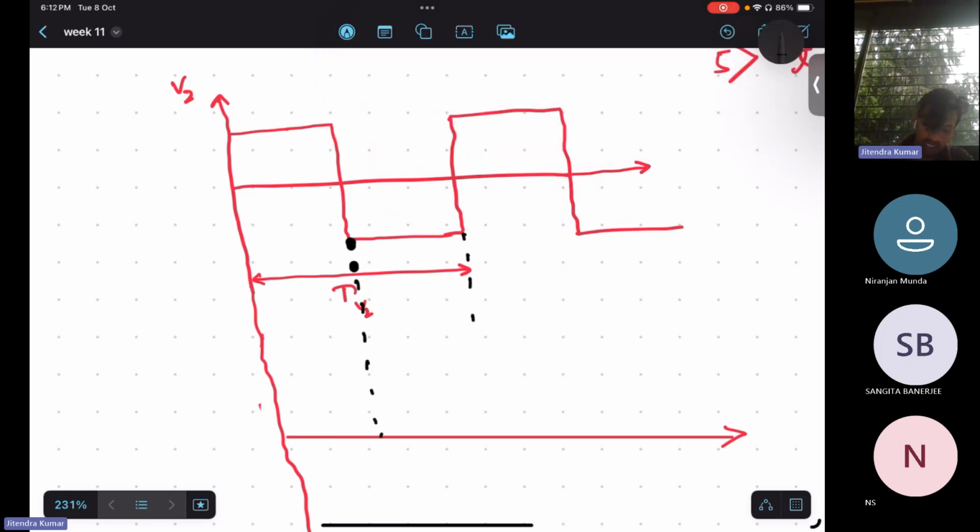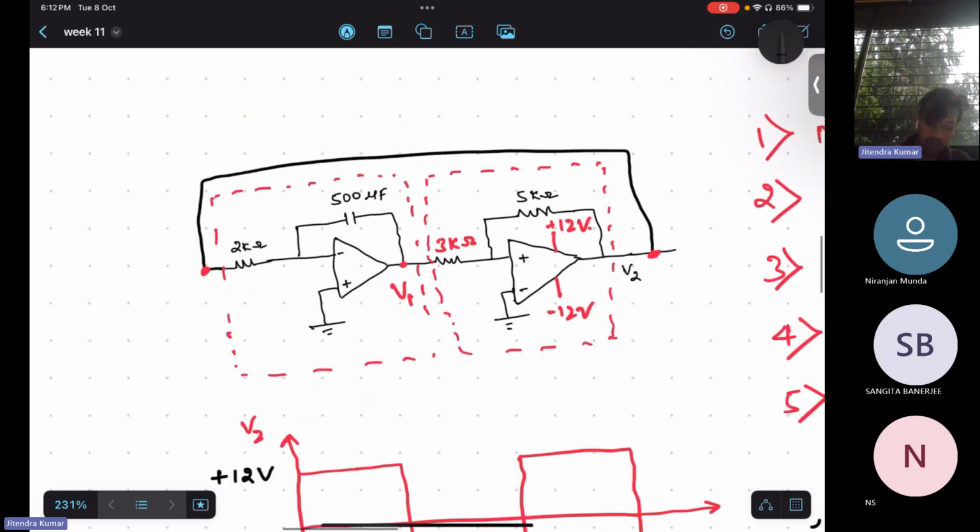If we integrate any constant value or DC value, what will it become? Triangular waveform, exactly. Excellent. So that will be triangular. This magnitude is also the saturation limit, that is plus 12 or minus 12. So now V1 is like this, and why is it happening?